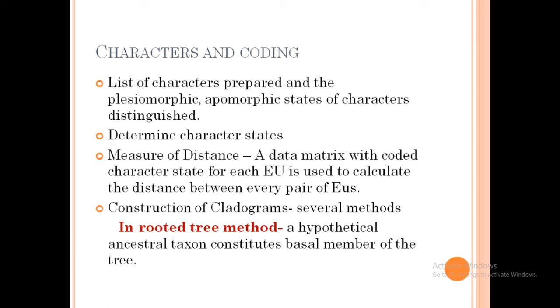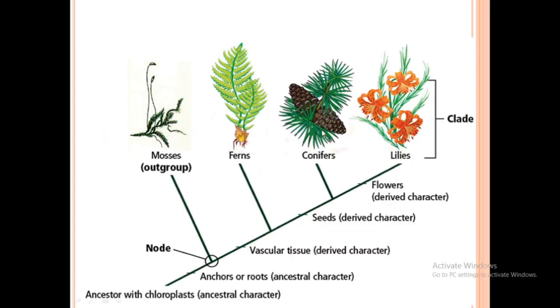And two methods are there for the cladogram. One is the rooted tree method and another is the unrooted tree. In a rooted tree we place a hypothetical ancestor taxon as the basal member. At the base there is an ancestral taxon from which all others evolved. That is the imagination. So that is the rooted tree method. See, this is a rooted tree method. What is the ancestor stock? The root. What is the root? This is the root. The root is the ancestral character.